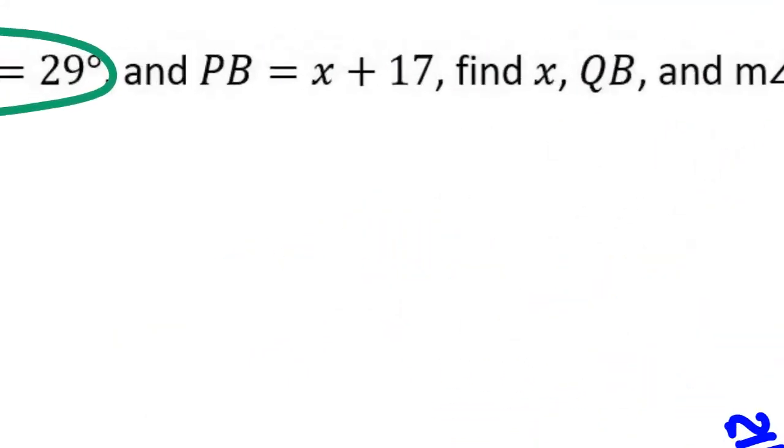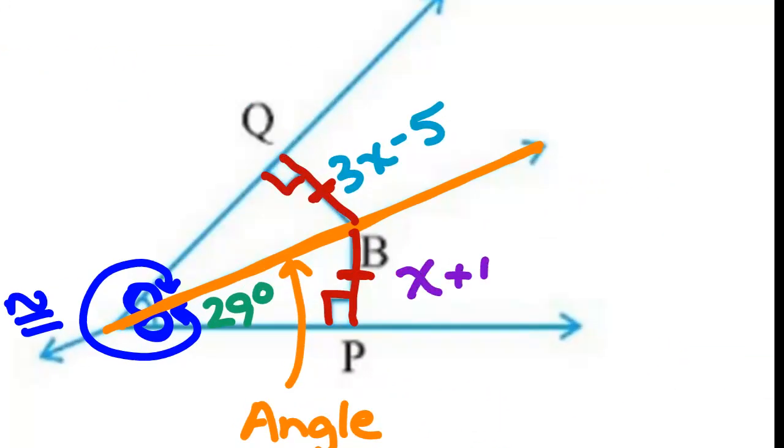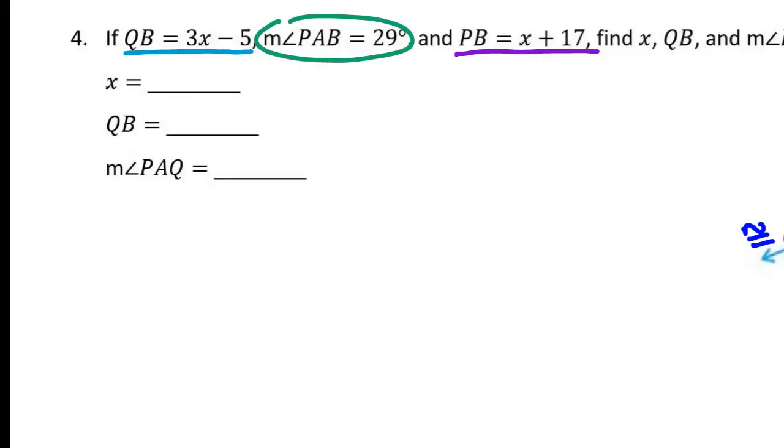And then it says that segment PB is x plus 17. First thing they want me to find is x. How can I find x? What can I do to find x? Where is x in the picture? Yes, QB and BP. What do we know about those two segments?